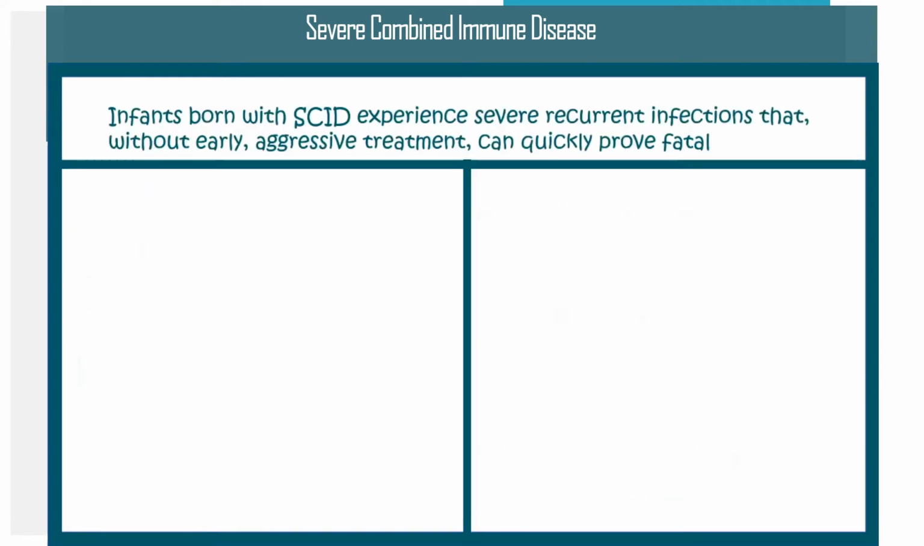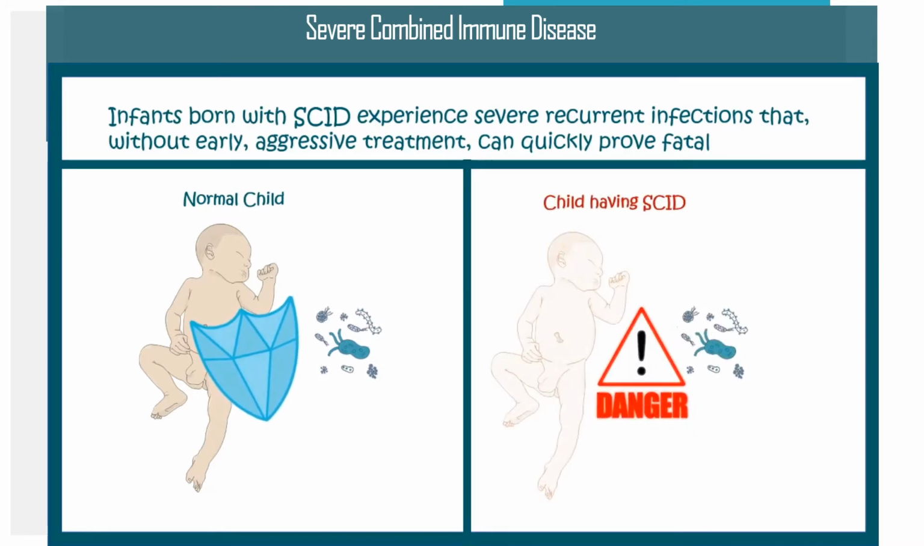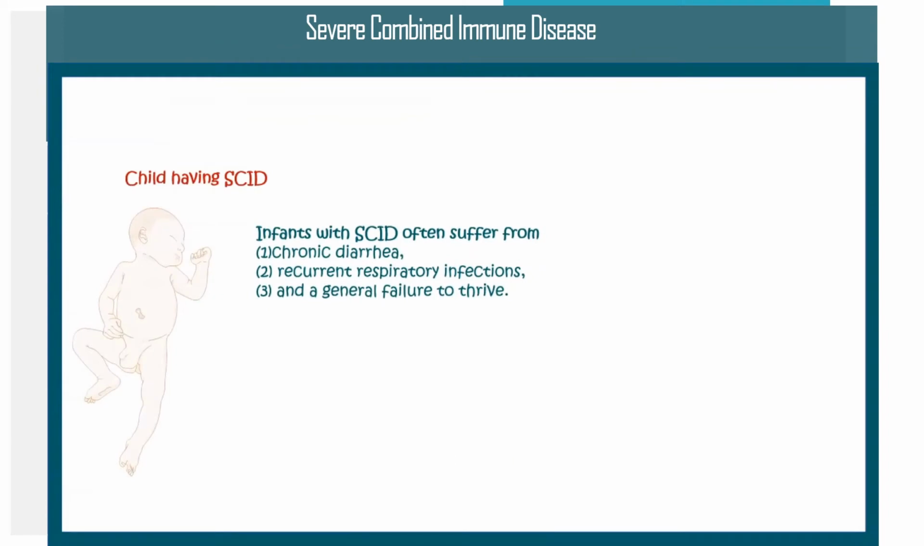Now, infants with SCID experience severe recurrent infections that, without early aggressive treatment, could prove to be fatal. That means a normal child is kind of immune to several bacteria and viruses that might harm him, so the body generally knows how to deal with them. But since the immune system is severely compromised in SCID, these pathogens, which are not actually a threat to a baby, would now prove to be harmful. The situation is so bad that a newborn or infant with SCID can suffer from chronic diarrhea and respiratory infections, and have problems in life.